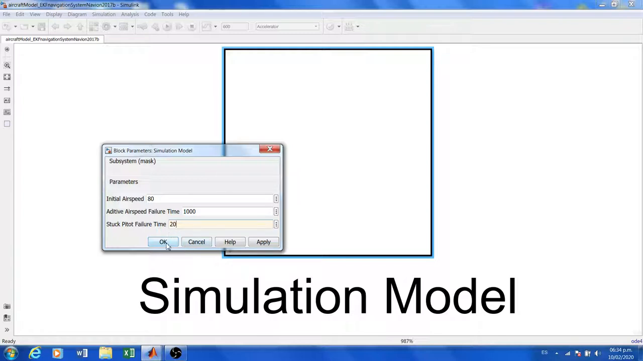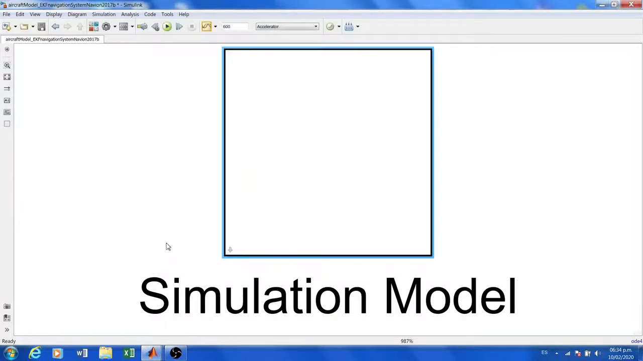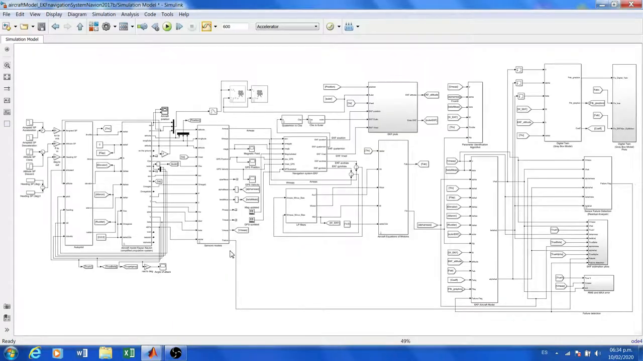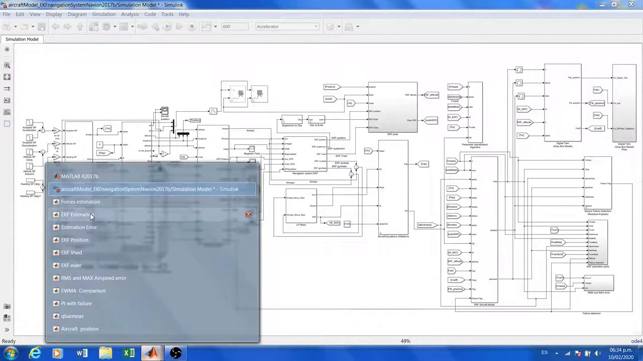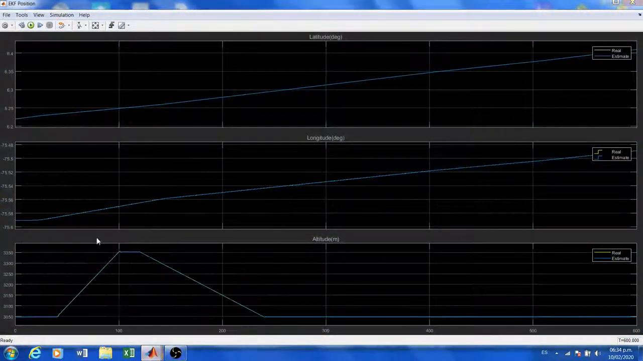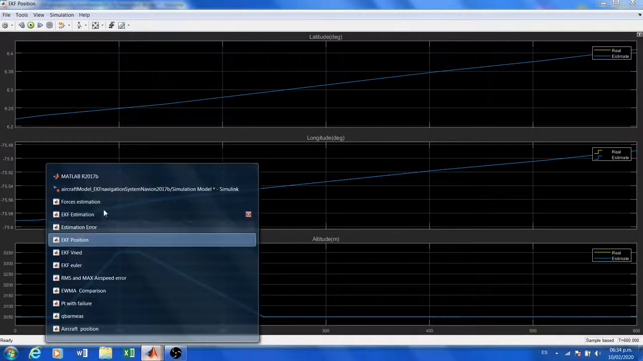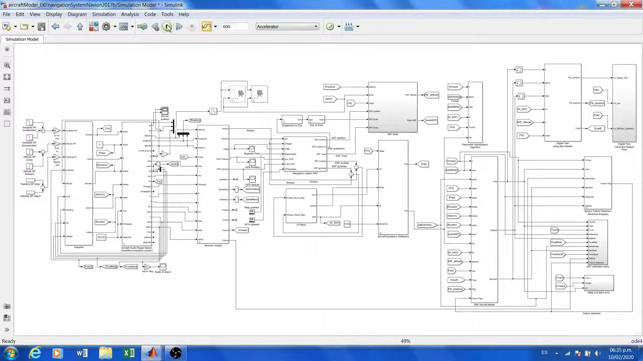So in 20 seconds the failure will occur, before the climb. Let's see the position here. In 50 seconds we have the climb, and 100 seconds is the end of the climb. Then we put it in 20 seconds here, I think during the turn or after the turn. Let's start the simulation again.